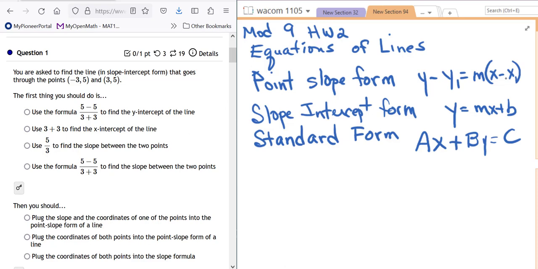So this is asking a step. So it says use this formula to find the y-intercept. That is not it. Right? We don't want the x-intercept. Use 5/3 to find the slope between the 2 points. Right? And we don't want that. And this one says use this formula to find the slope between the 2 points. Well, it would be changing y, so 5 minus 5, that's correct, over 3 minus a negative makes plus. So this one is going to be the choice. Last one. So find your slope.